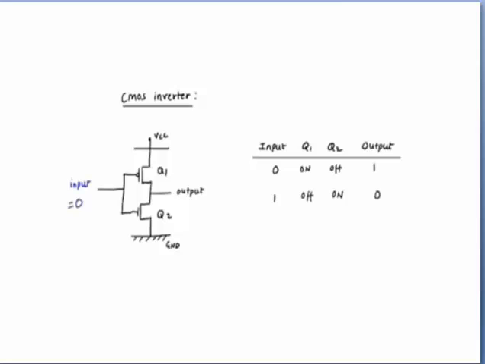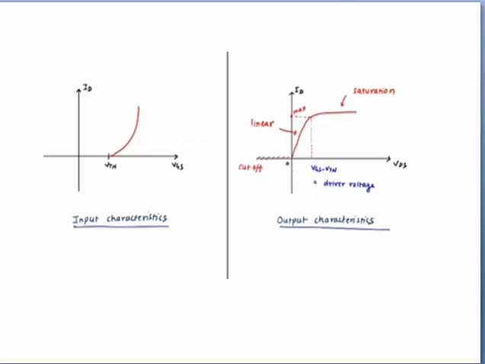Now next we will see the input and output characteristics. So these are the input characteristics and output characteristics of CMOS inverter. When we talk about the input characteristics, the y-axis is the current, that is drain current, and the x-axis is the input voltage VGS, that is the voltage between gate and source.